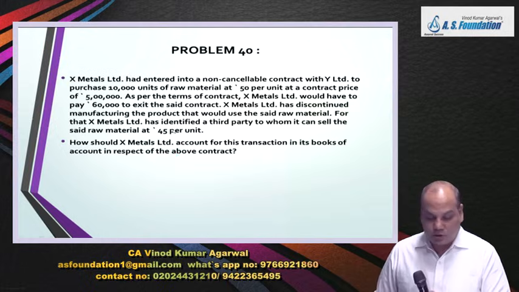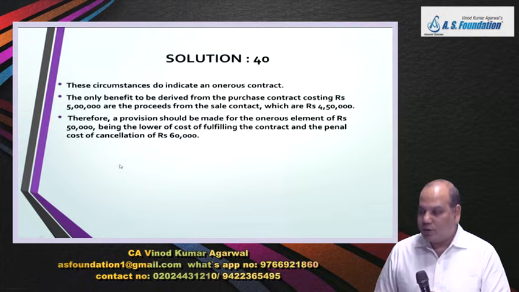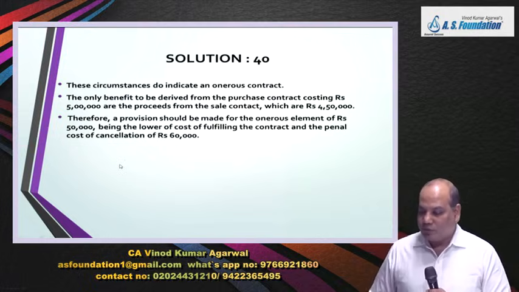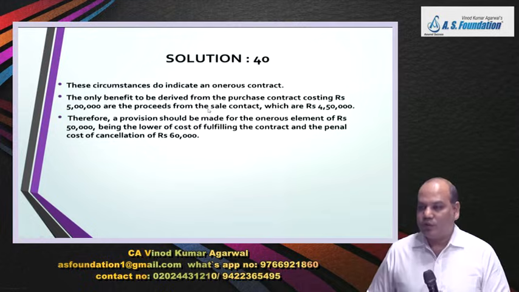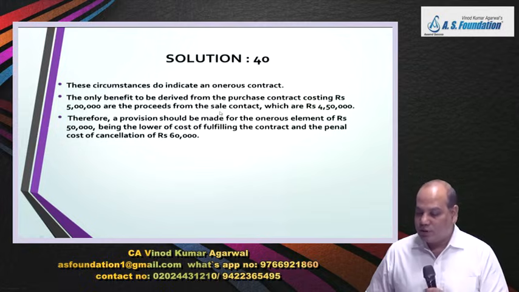Now, in this example, the contract has become onerous. Such contracts are called onerous contracts. You will pay 50 rupees and you are going to sell it for 45 rupees. So, how much is your loss if you complete this entire transaction? 50,000 rupees. If you want to exit from this contract, you have to pay 60,000 rupees. So what would you prefer? Loss of 50,000. You will buy it at 50, sell it at 45. So 50,000 loss you will suffer on this contract.